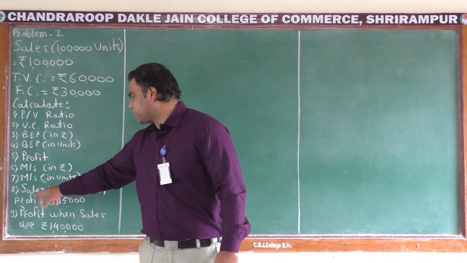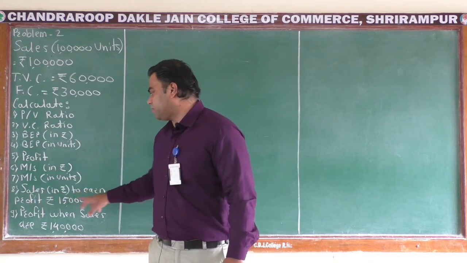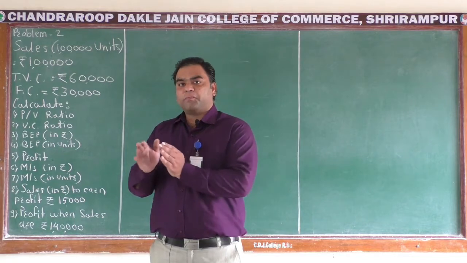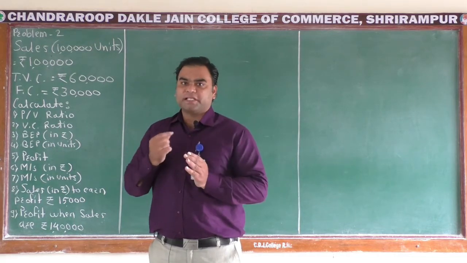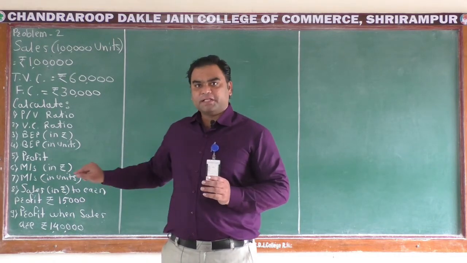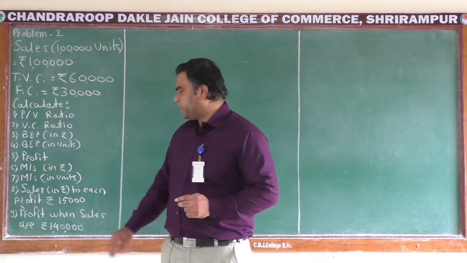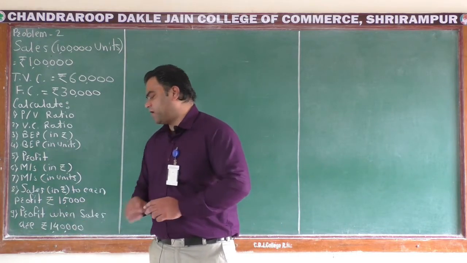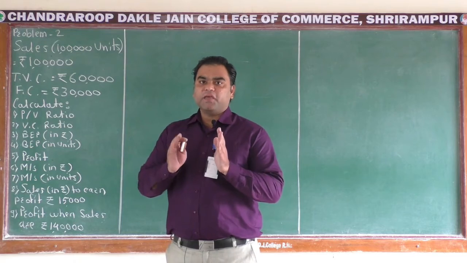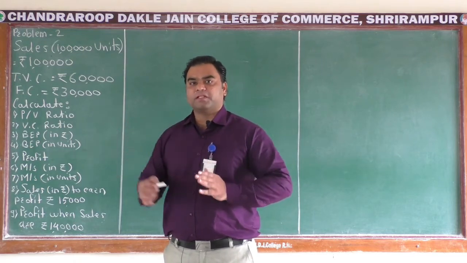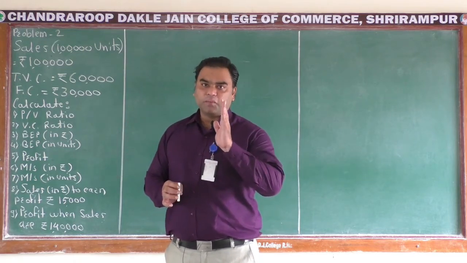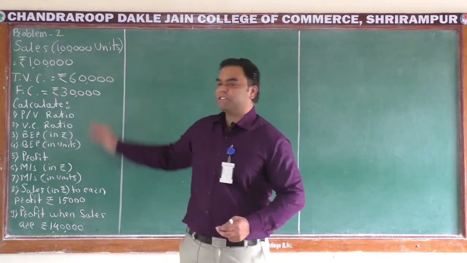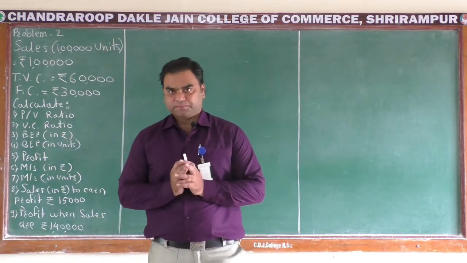Then we are also asked to calculate sales in rupees to earn profit rupees 15,000. Means suppose we want to earn profit rupees 15,000, how much sales we will have to generate. That amount we are asked to calculate. And lastly, profit when sales are rupees 1,40,000. Means if our sales will be 1,40,000, what will be the amount of profit that we need to calculate. So let's start our solution.